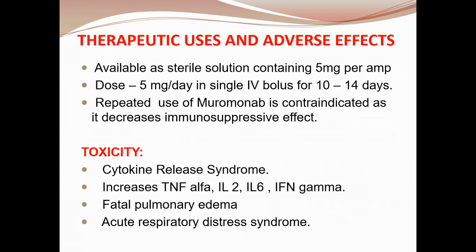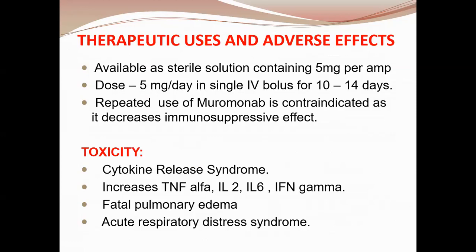Coming to the therapeutic uses and adverse effects, it is available as a sterile solution containing 5 milligrams per ampule, and the dose is 5 milligrams per day as a single intravenous bolus for 10 to 14 days. Repeated use of muromonab is contraindicated as it decreases the immunosuppressive effect.